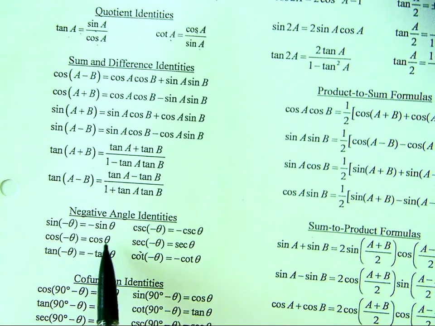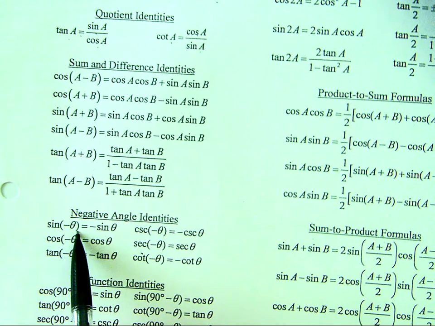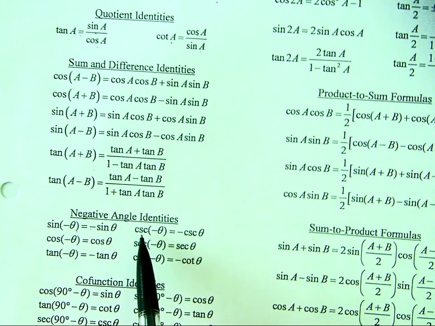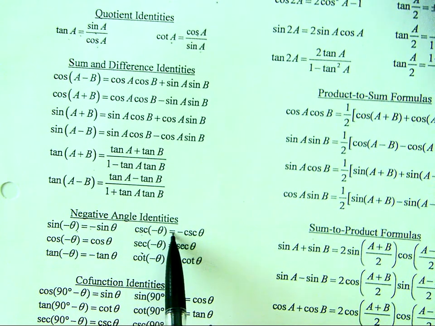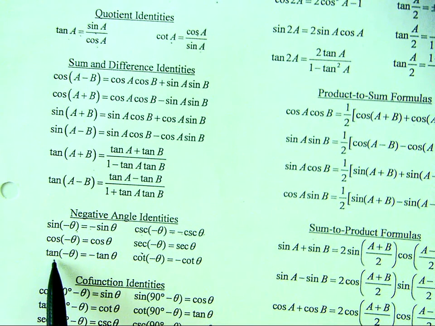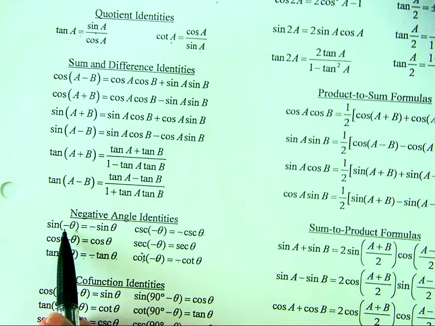The last set on this first one are called the negative angle identities. Two-thirds of them work like you would think. Like the sine of a negative theta is the same as negative sine theta. The cosecant of a negative theta is the same as negative cosecant of theta. Down here on the bottom, the tangent of a negative theta is the same as negative tangent theta. The cotangent of a negative theta equals negative cotangent theta. So to me, those are just like you would think. If you add a negative on the left, you put a negative out front on the right.